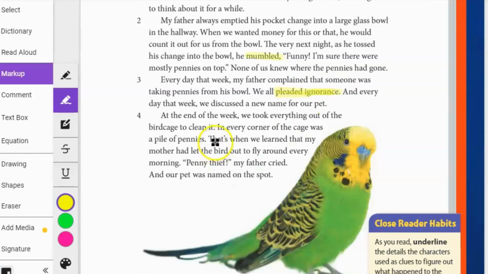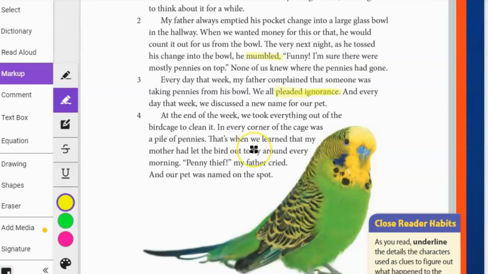At the end of the week, we took everything out of the bird cage to clean it. In every corner of the cage was a pile of pennies. That's when we learned that my mother had let the bird out to fly around every morning. "Penny thief," my father cried, and the pet was named on the spot.